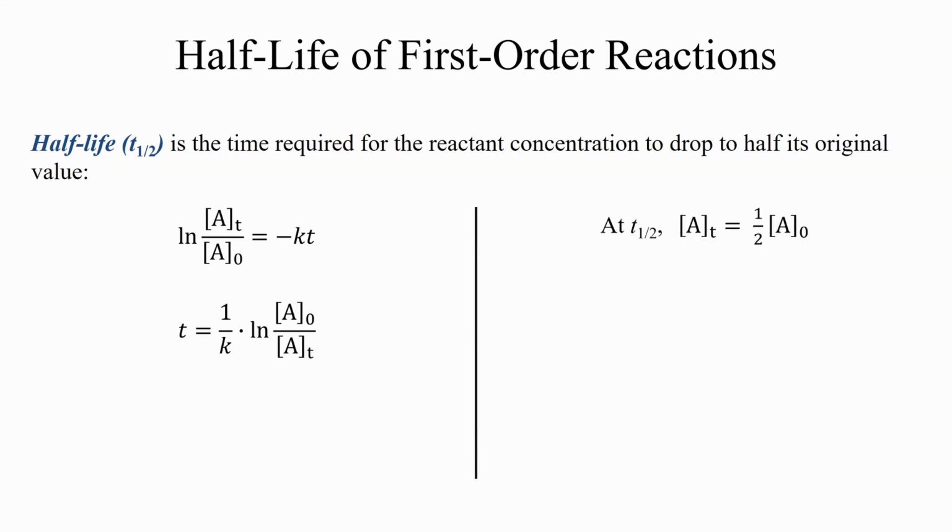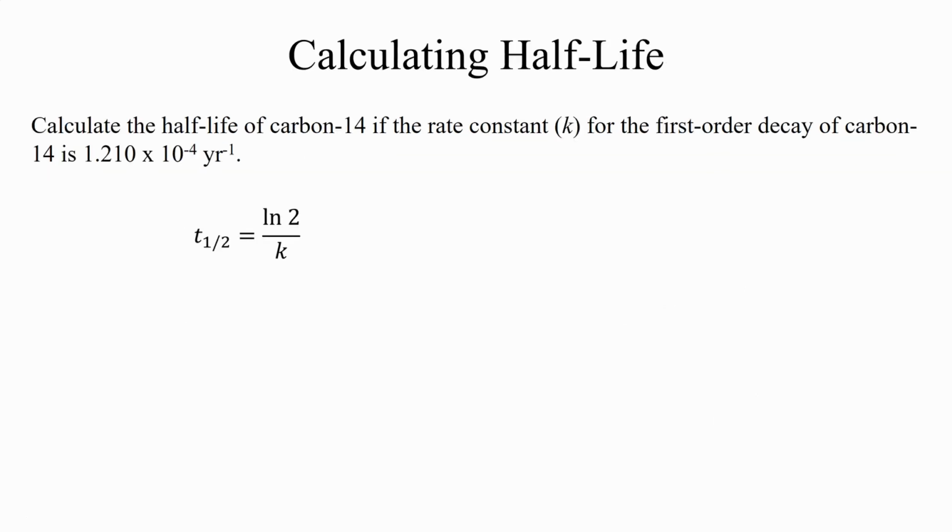At time t, the concentration is going to be half that of the original concentration. So we just substitute this in and solve for t again. And this is a very straightforward calculation. Half-life is just natural log of 2 divided by whatever the rate constant is. So let's calculate the half-life of carbon-14 if we know its rate constant. So the half-life of carbon-14 is 5,728 years.